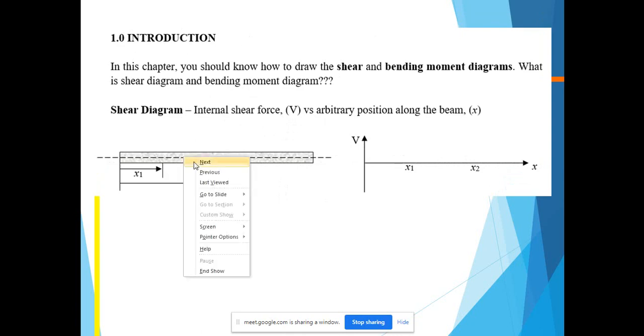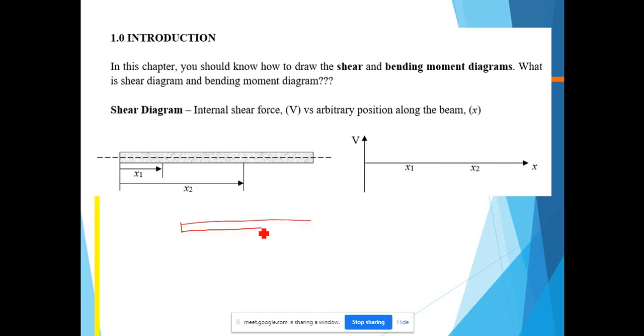Alright, so let me explain here. For example, if you have a beam, supported at both ends. For example, you have a pin support, and the other end is a roller support, and then the beam is subjected to load P. Then what happens is the beam will deform.